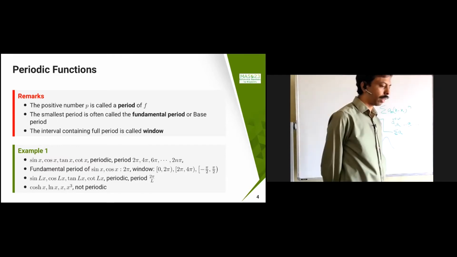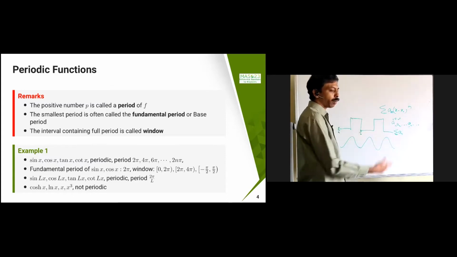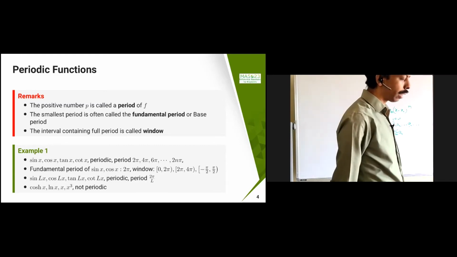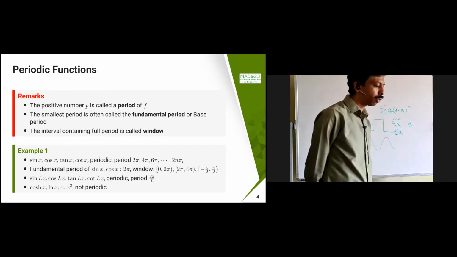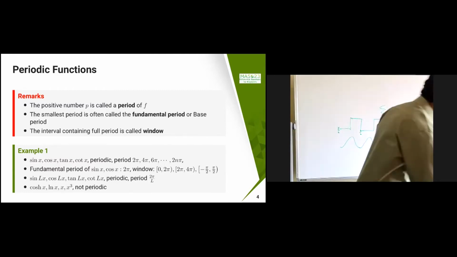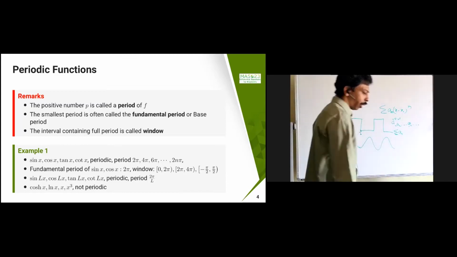So in that case, 2 pi is the fundamental period for sin x, cos x, etc. And the windows, you can say 0 to 2 pi is one window, 2 pi to 4 pi is another window, minus pi by 2 to pi by 2 is another window, etc. Similarly, for sin Lx and cos Lx, the period is 2 pi by L. Same way, you can check whether cos x, ln x, x cube, etc. are periodic.